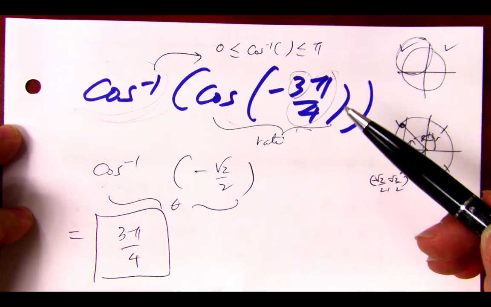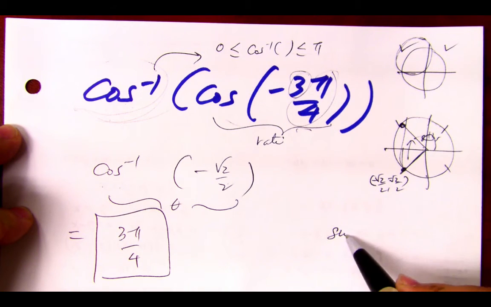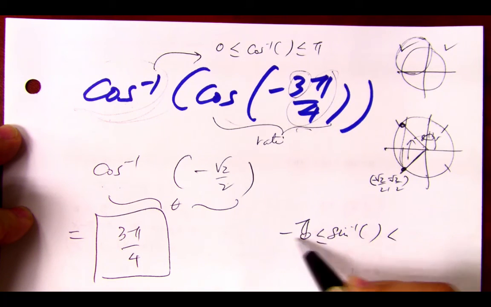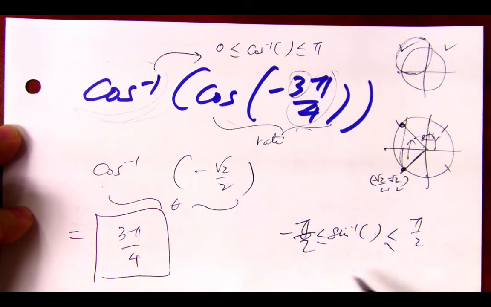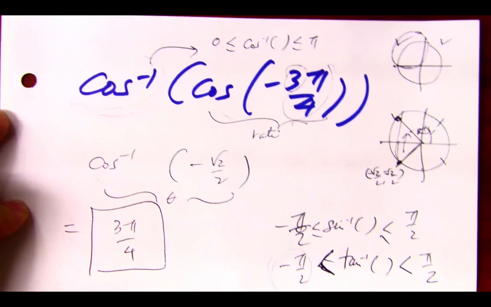So the first thing you should be thinking about whenever you see the inverse cosine or inverse sine is its range. As a reminder, the inverse sine of whatever it is goes between negative pi over 2 and pi over 2, and then inverse tangent goes from negative pi over 2, that's less than, we have to exclude it because that is actually an asymptote. Okay?